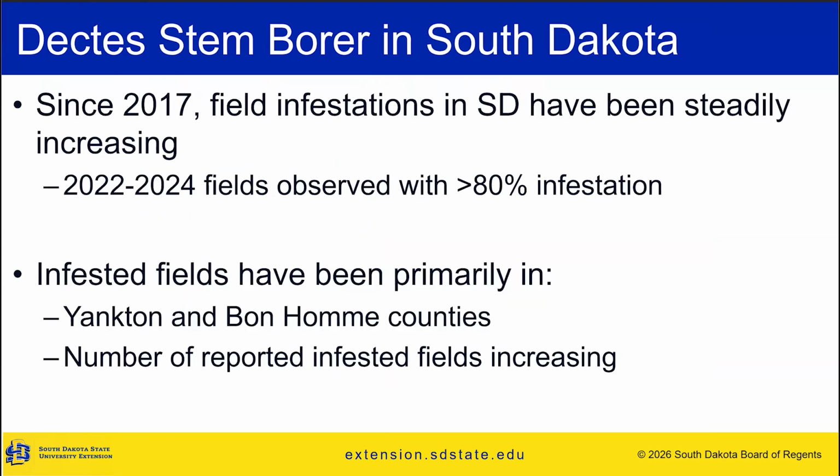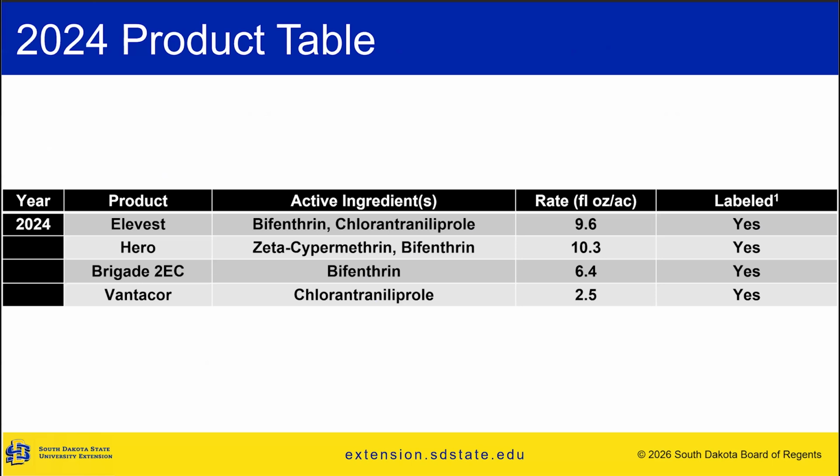So since 2017 here in South Dakota, though, we've been having steadily increasing reports in terms of infestations. When we go out to those fields since 2022, we're noticing a rapid increase in the number of plants infested per field. Most recently, we were in some fields and we saw greater than 80% infestation. So that's getting very high and potentially getting to the point where we will start to notice that yield loss. And primarily the fields started out in Yankton and Bon Homme counties. However, the number of counties that we're observing it in has been increasing.